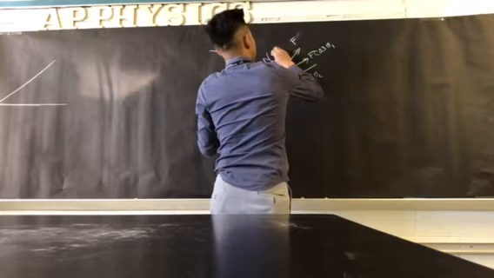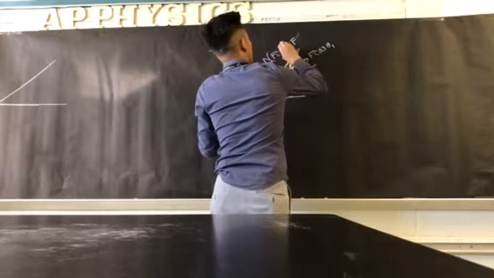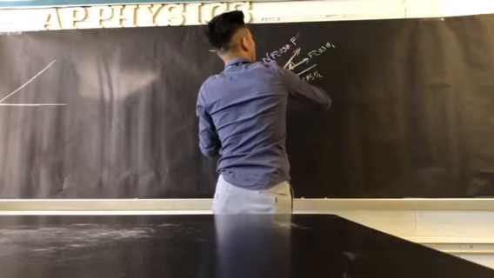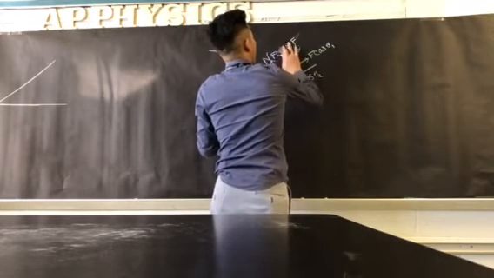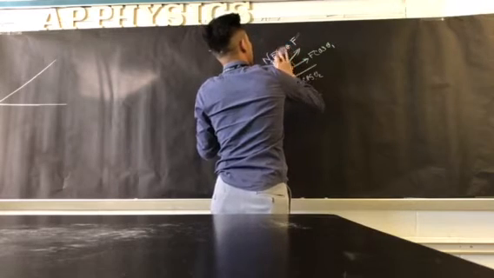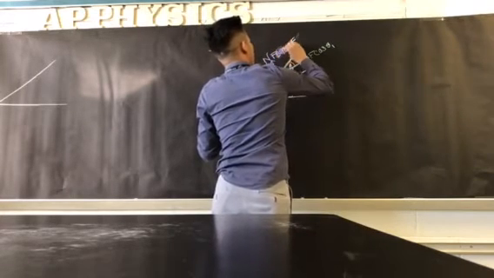That's n, but this is F cosine. Sorry, I already have cosine there. I'm going to go ahead and put a sine, angle 1.